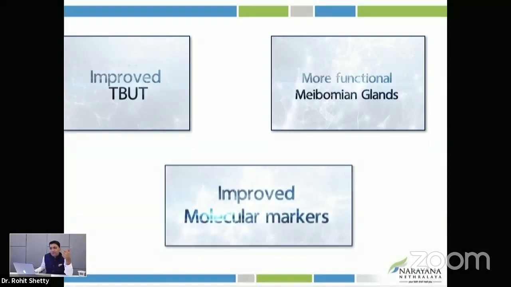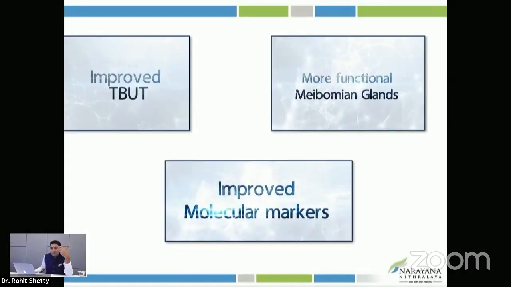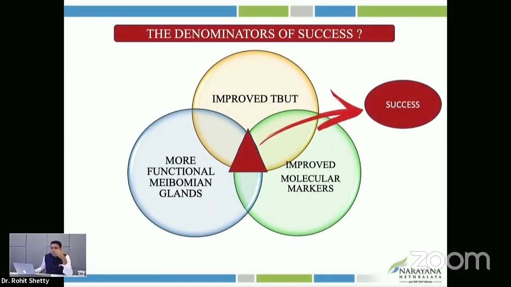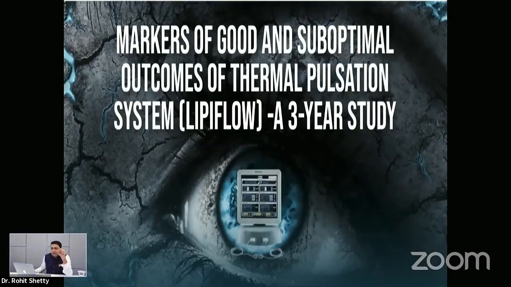How do you judge the outcomes? There are different ways of judging the outcomes: TBUT, functional glands, molecular markers. TBUT and functional glands are difficult because many times the glands don't change, and TBUT sometimes also doesn't change. So does it mean that it's not working? So we thought we'll mix all the 3 and call it the denominators of success.